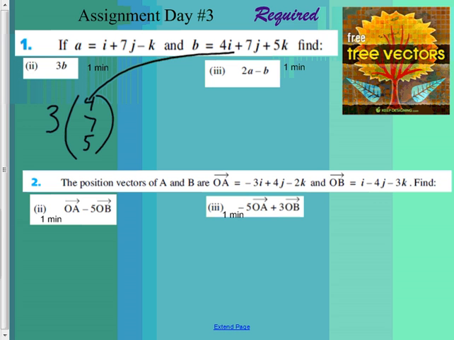Okay. So your homework for today has some easy ones like these. Number 2, don't overthink it. It's just like number 1. It just uses letters like OA instead of B. So number 2 is extremely easy also.